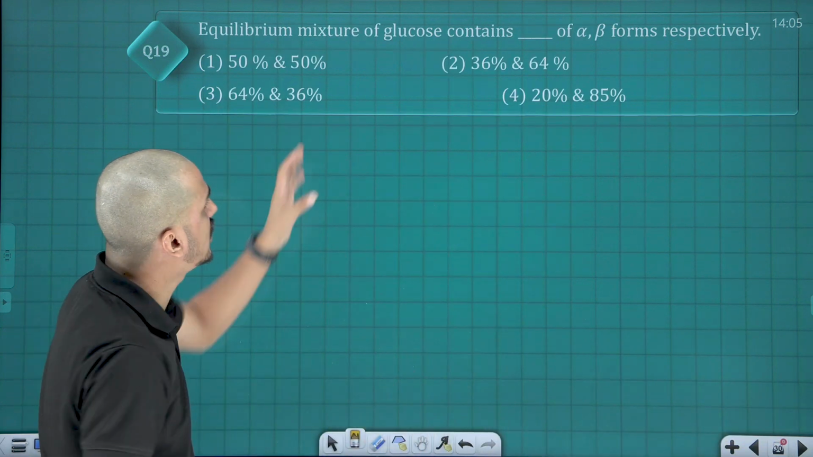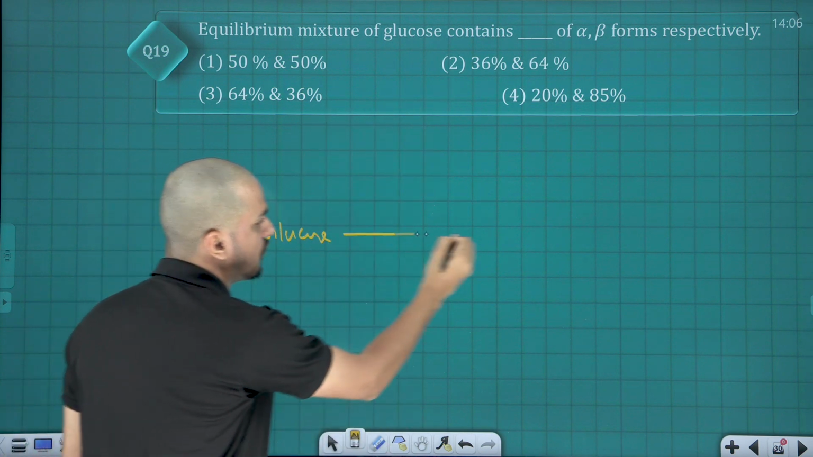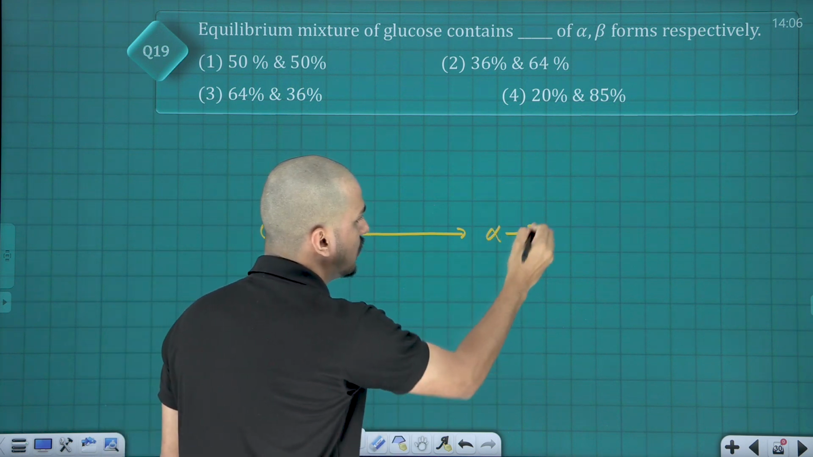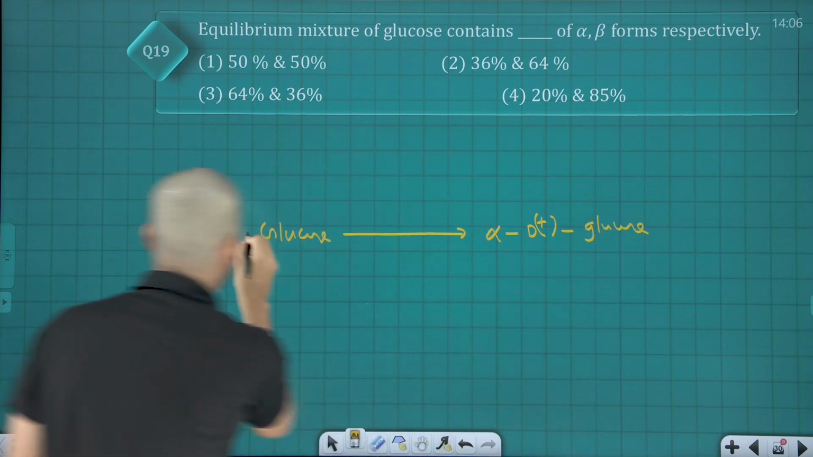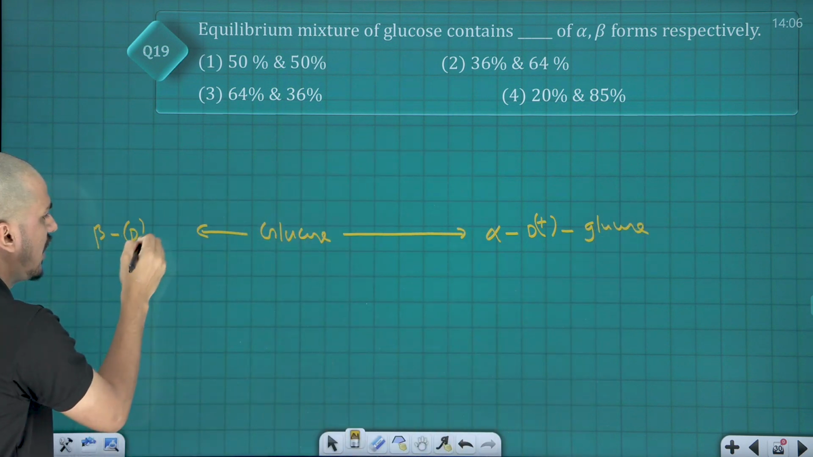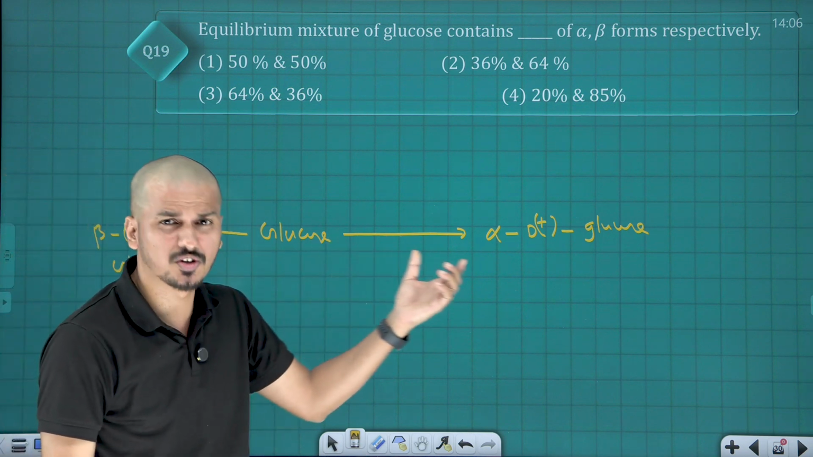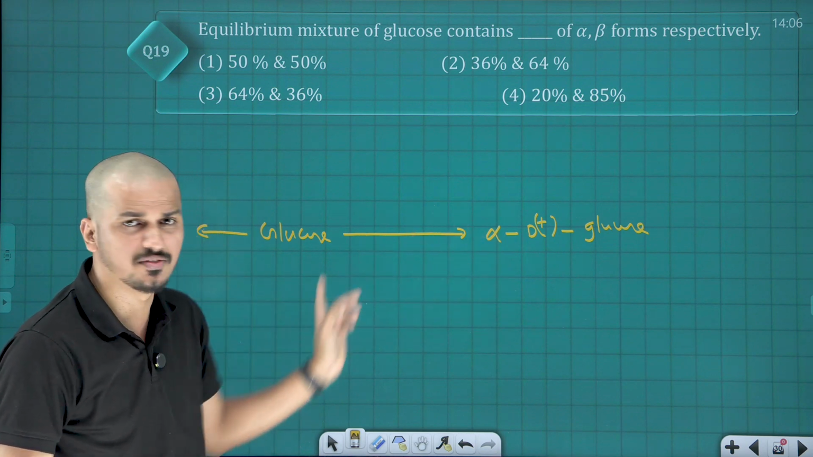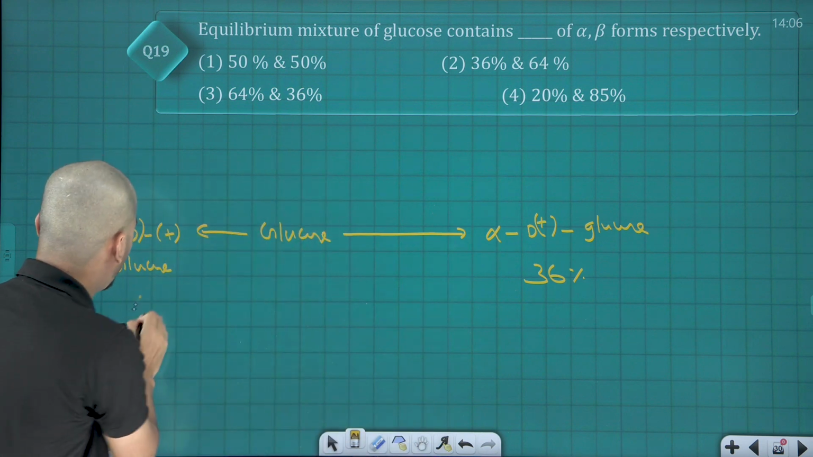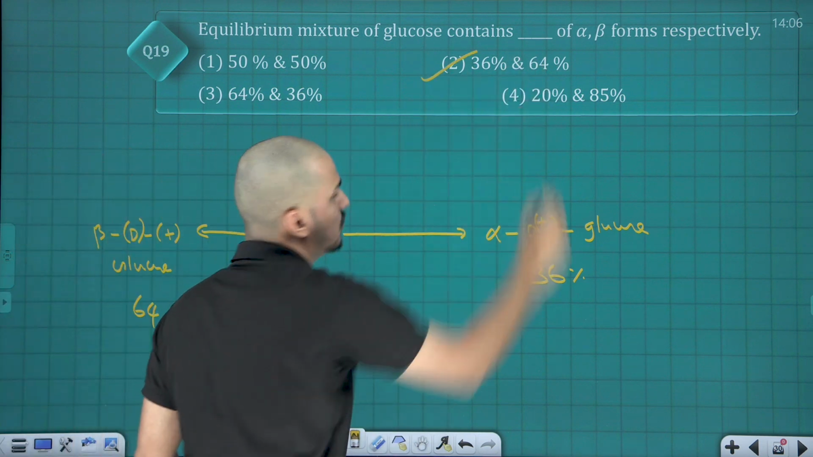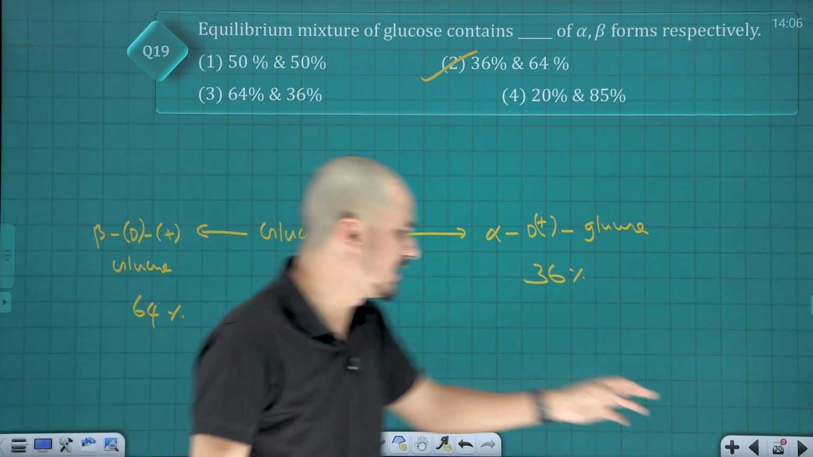Question number 19. Equilibrium mixture of glucose contained. So you know, if you are taking glucose, that will form anomers. What? Alpha D plus glucose as well as beta D plus glucose. They will form alpha D plus glucose and beta D plus glucose. Both have different optical activity, but their percentage is this. Alpha D plus is 36%, and this one will be 64%. So option 2: 36% alpha D plus glucose and 64% beta D plus glucose. So you have to keep that idea in mind.